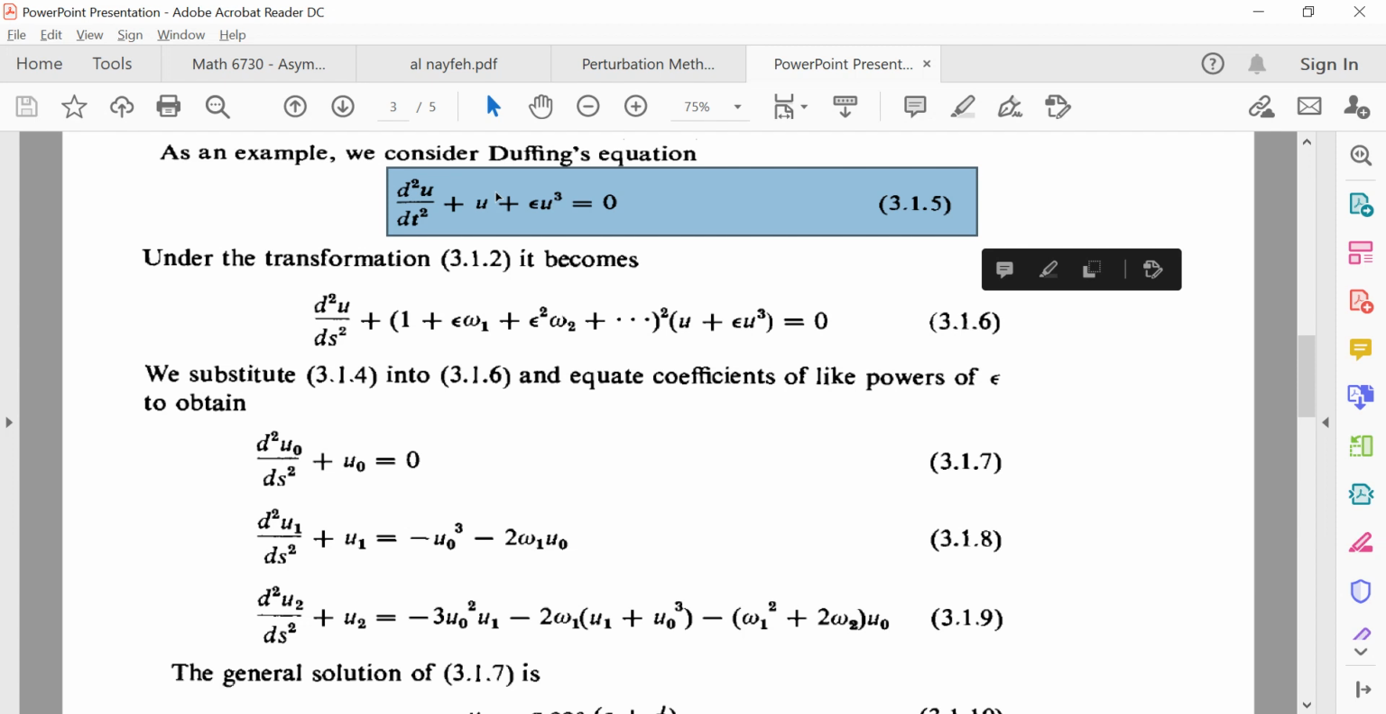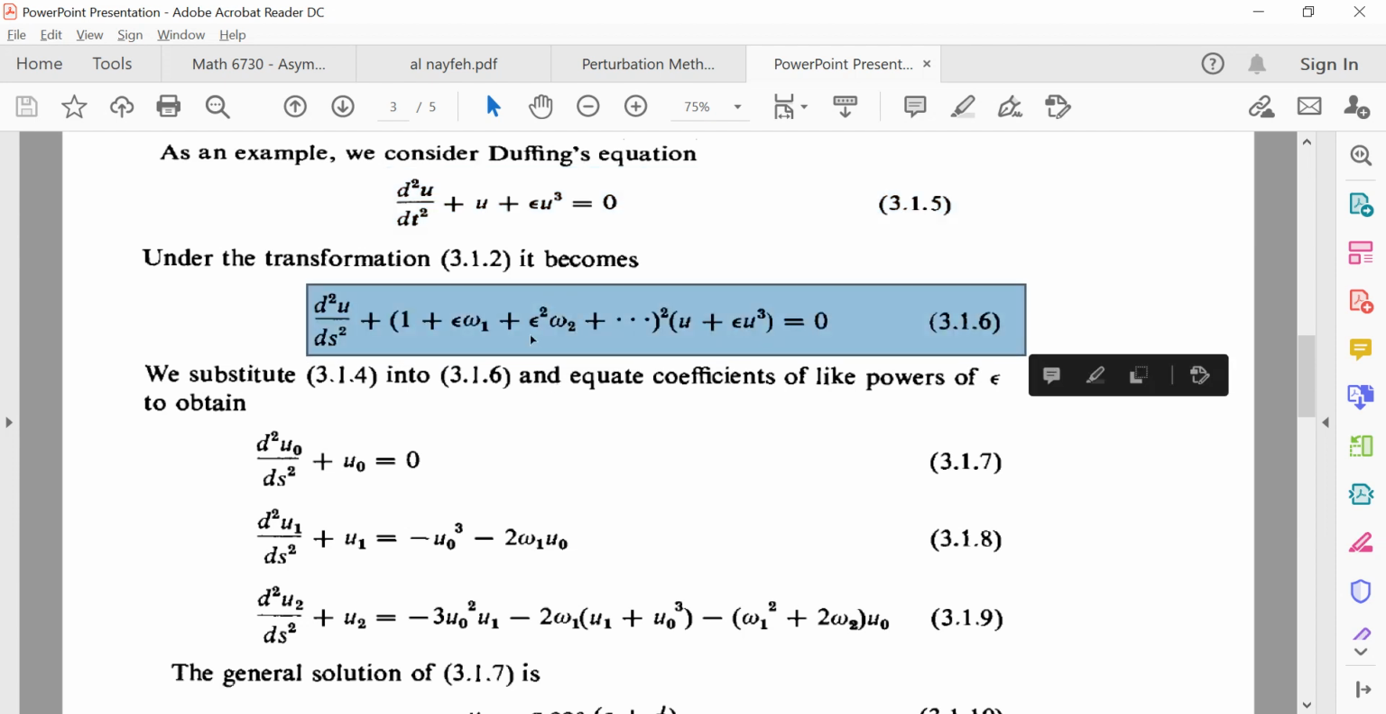So using the transformation for time defined in equation number 2 of the previous page, we can write this equation 5 in the new independent variable s as d²u/ds² + (1 + εω₁ + ε²ω₂ + ... )² multiplied by u + εu³ = 0.